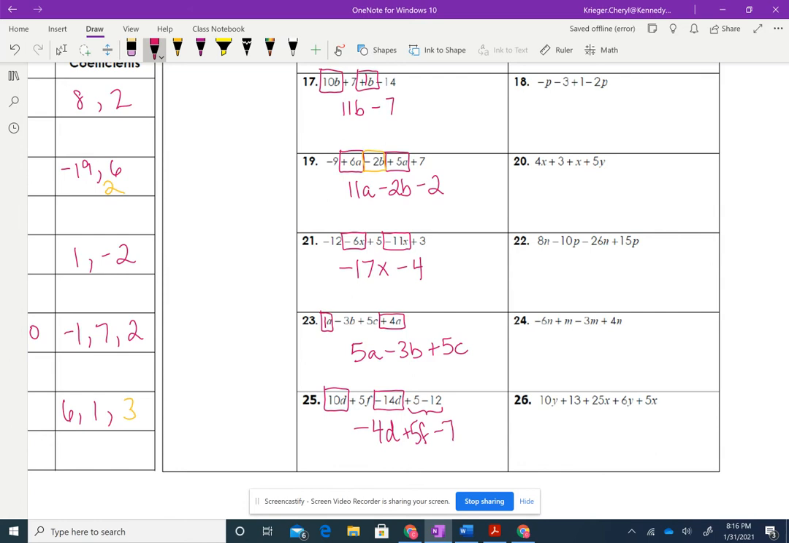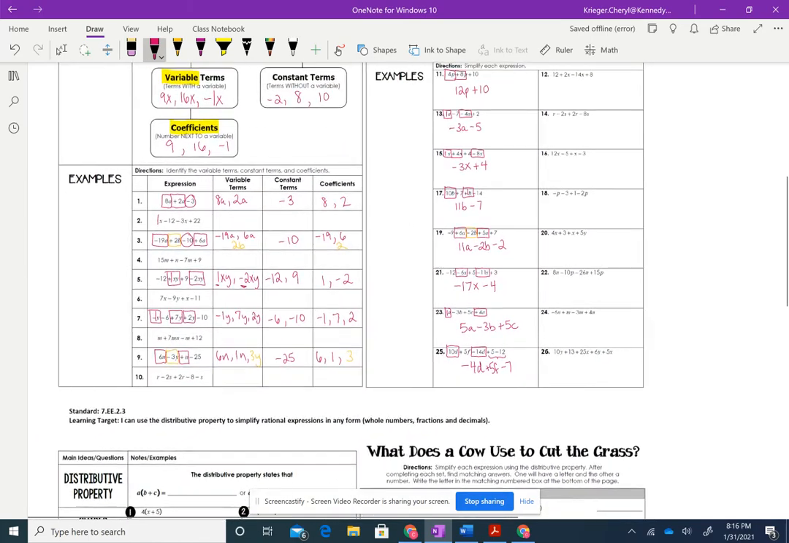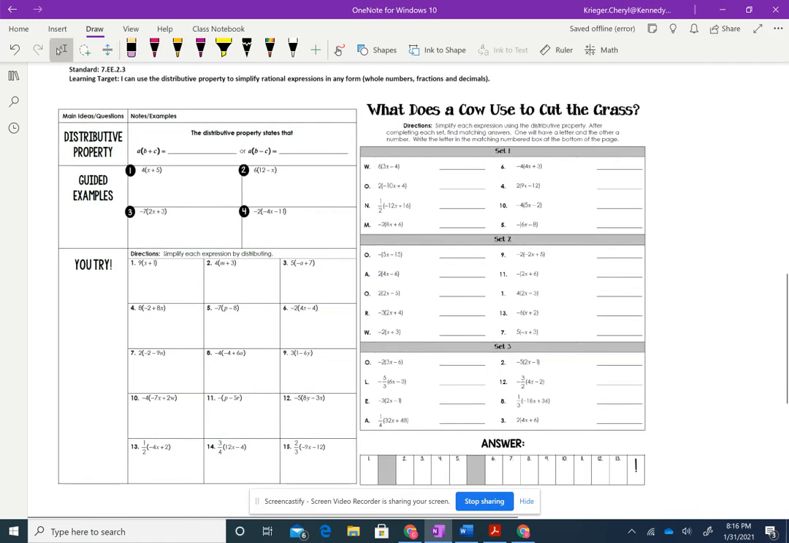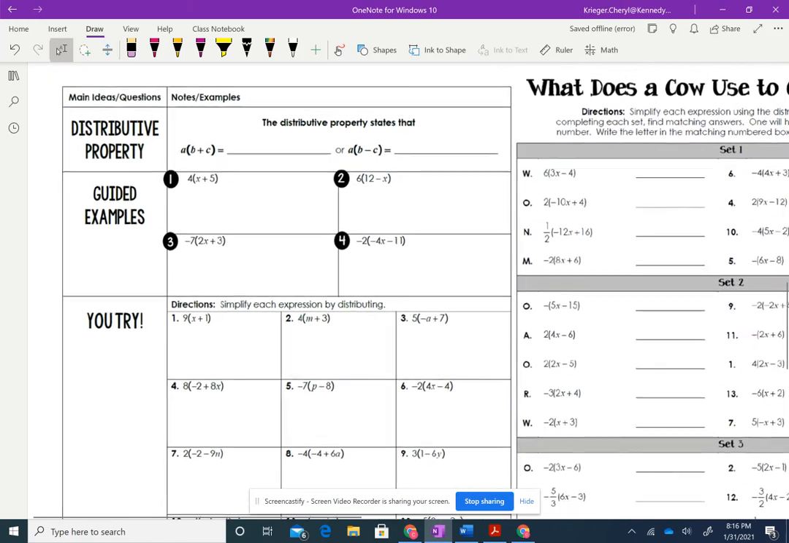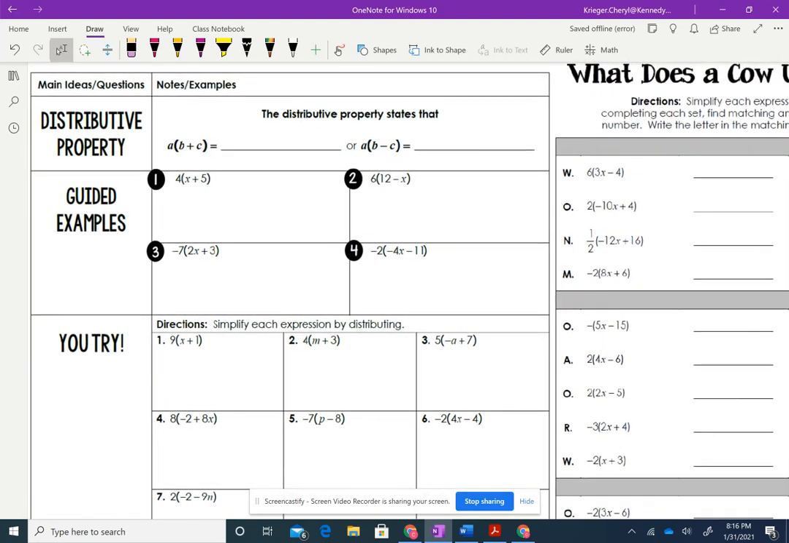Okay, so that was the first page of your notes. Hopefully you're not too overwhelmed. The second part of your notes, page 2, is review. So go ahead and flip your paper over, and we're going to review the distributive property. Okay, so we covered this in Bell Work for last week. Now, we did 1 week of distributive property, and you had it in your test on Friday. So hopefully it doesn't seem too hard.